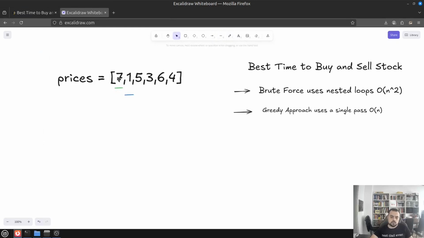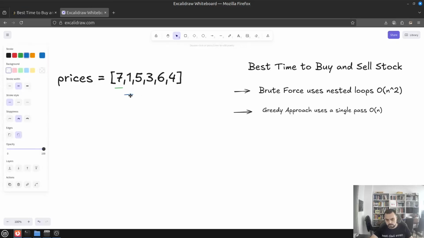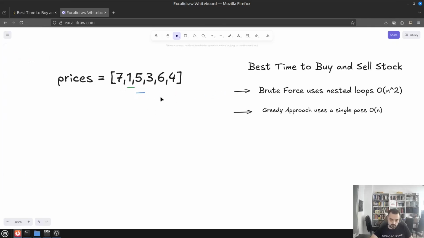And for each green we will check all the other blues. So we will go 1, 2, 3, 4, 5, and so on. If this would have thousands or hundreds of thousands of elements, we would check for a single green all of them, and then we would move it once and check again all the possibilities. And each time we will recompute the profits, and of course we will have a lot of overlaps.